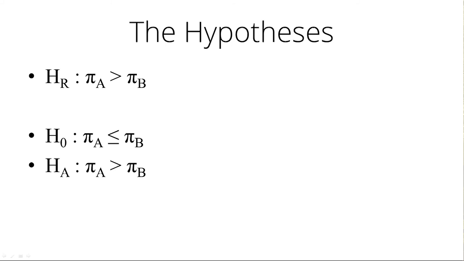So the research hypothesis is pi A is greater than pi B. Again, we're using Greek letters because this is all about the population, and we're using pi because it's the population proportion. P for pi, P for proportion. Because there's no equals part in the research hypothesis, that's also the alternative, and the null will be the logical opposite of greater than, which is less than or equal to.